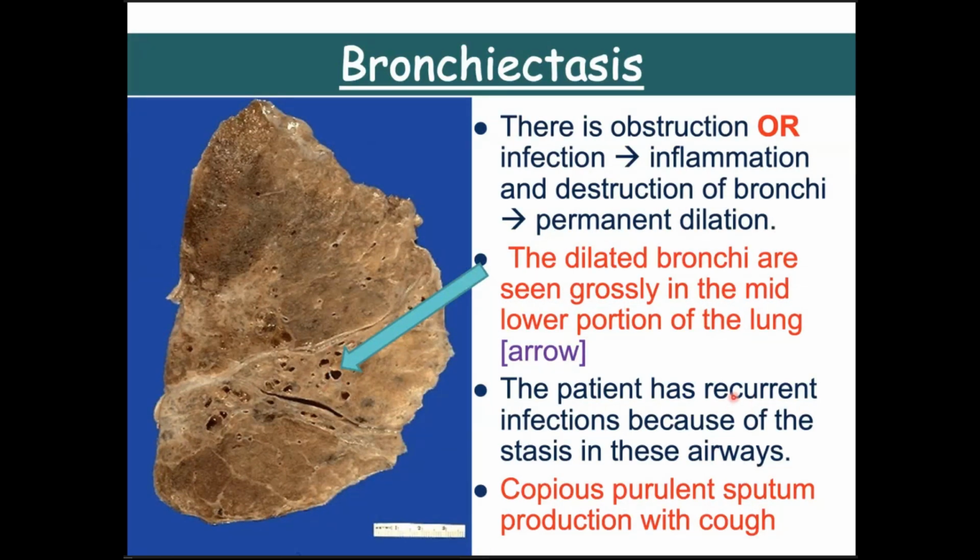So that's recurrent infection. And finally, there's copious, purulent sputum production with cough. Copious means too much, a lot of it. Purulent means full of pus, purulent or suppurative. Sputum is the secretion that comes out during coughing. So this is the picture. You see these dilated spaces. Bronchiectasis. Ectasia means dilatation. You remember this is a common word, ectasia. You can see this word in other parts of the body also. Bronchiectasis means dilatation of the bronchi.